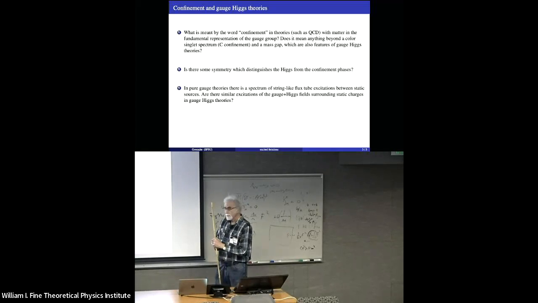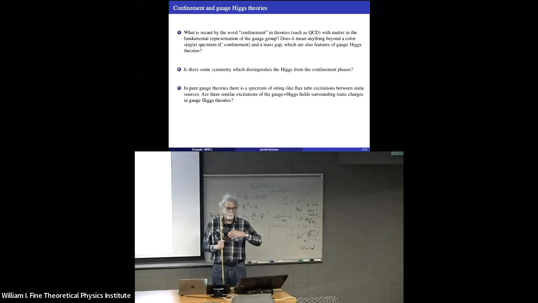Many people would say, well, confinement means that you have a color neutral spectrum and a mass gap, and that's it. Well, those are also features of gauge-Higgs theories. They also have a color neutral spectrum. They also have a mass gap, at least some of them. So is there no difference at all? Again, some people would say yes, there are the Osterwalder-Seiler, Fradkin-Shenker, and Banks-Rabinovici theorems that say you can go from confinement to Higgs without going through any phase transition. Nevertheless, they seem physically quite different.